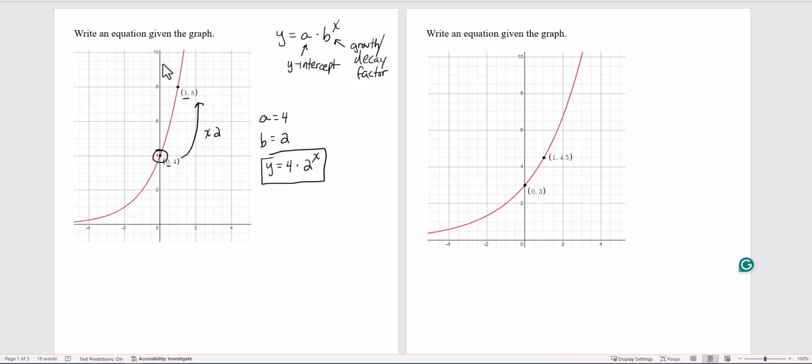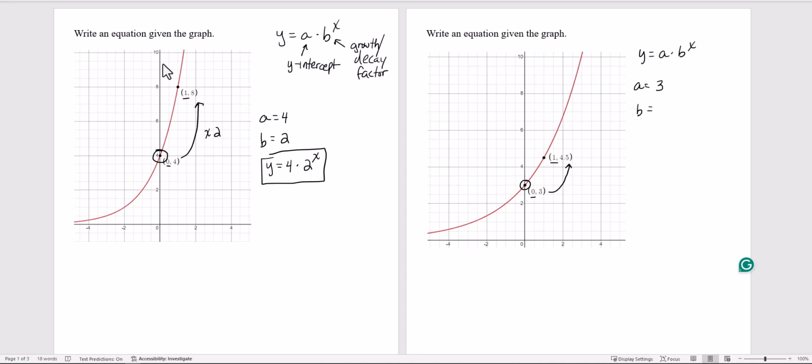Let's look at the next graph that we have here. So again, the equation that we're going to write is y equals a times b to the x. A, again, is our y-intercept, and b is our growth factor for this one. Our y-intercept is 3, since our graph crosses the y-axis at 3. Now, on this one, we do have consecutive points of 0 and 1. We want those, so we're going to use those 2 points. But to get from 3 to 4.5, it's not as easy to identify that factor.